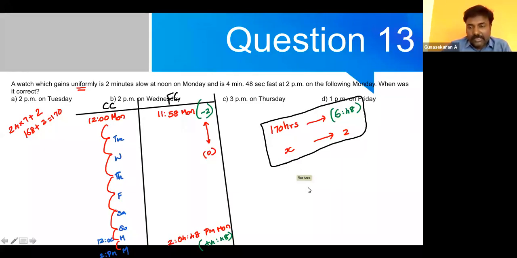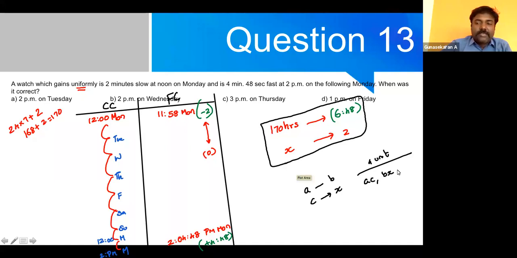And one more rule in the cross multiplication: all the 4 should be in the same unit. Or AC in one unit, BX in one unit. Or AB in one unit, CX in one unit. Understand? So AC in hours means BX maybe in minutes. That is allowed. AB in hours means CX in minutes. That is allowed. But we should maintain the units the same.